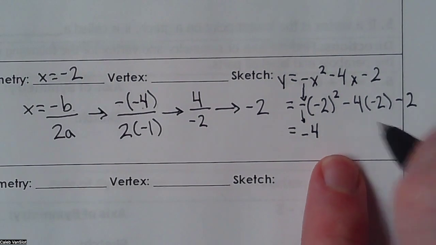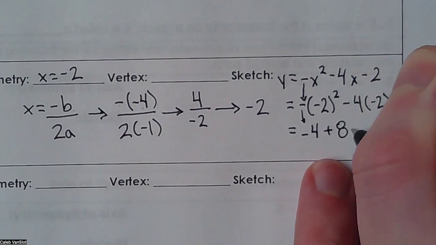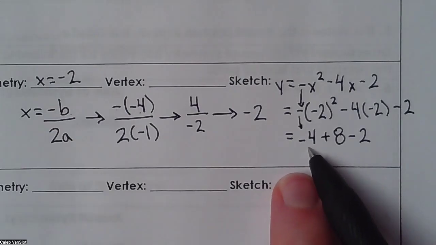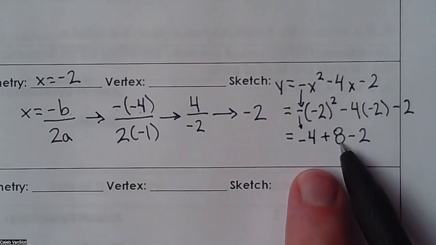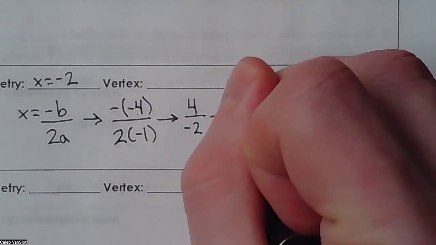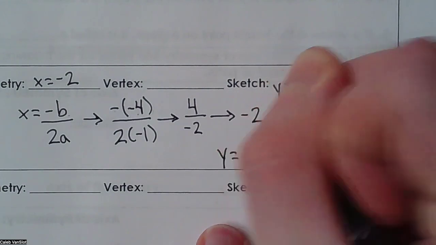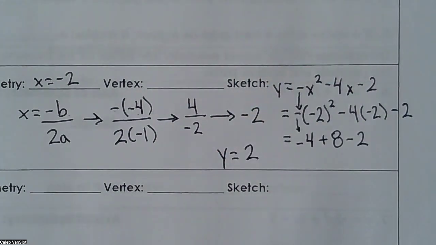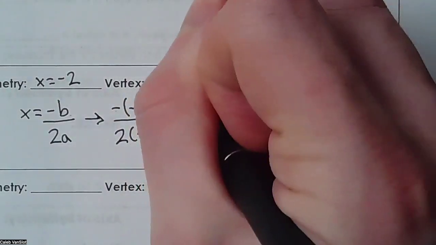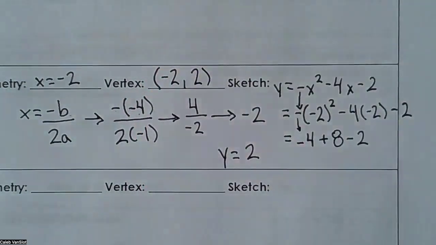-4 times -2 gives us +8. And then we've got -2 at the end that we can bring down. So -4 plus 8 minus 2 is going to give us a y value of +2, right? So now that we have our x and our y, we can find our vertex, right? So -2, 2.